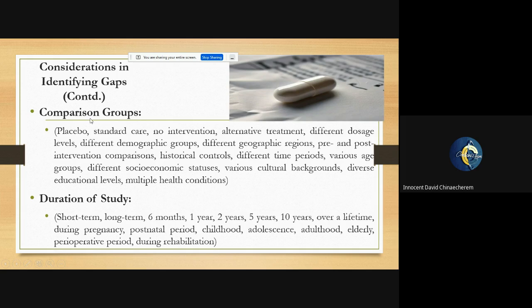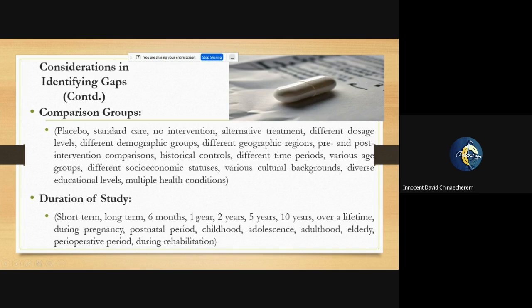Now, the next one is based on our comparison group. Remember I told you that we performed a systematic review where we compared metformin and glyburide. A gap that I can identify now is that we need to compare metformin and vildagliptin, another type of drug, for managing gestational diabetes. In that situation, our gap identification is based on the comparison group.